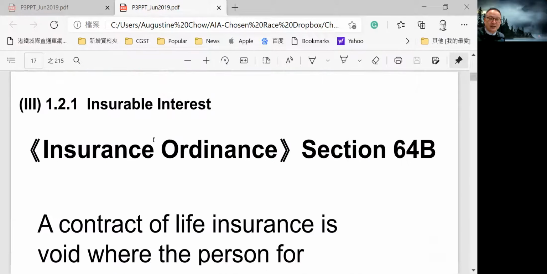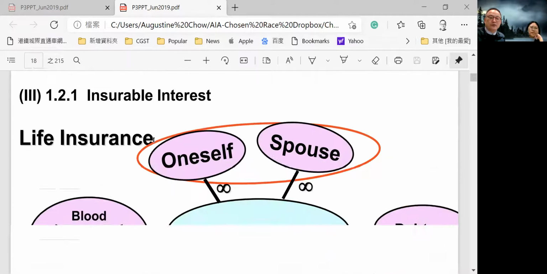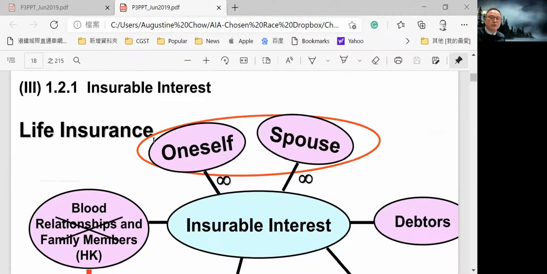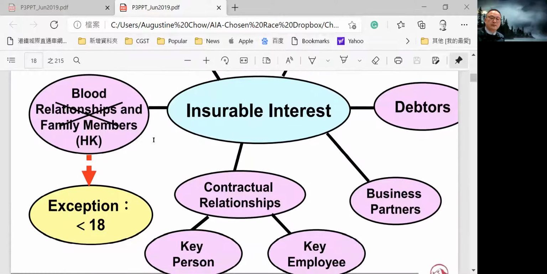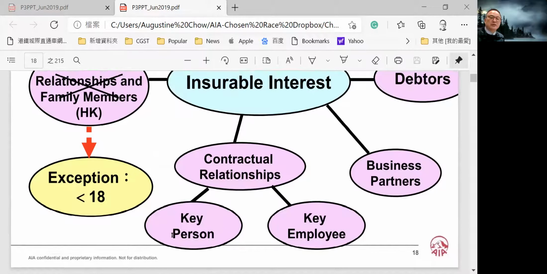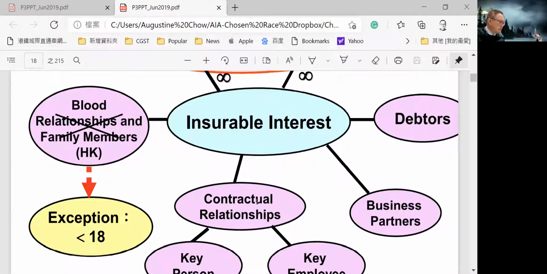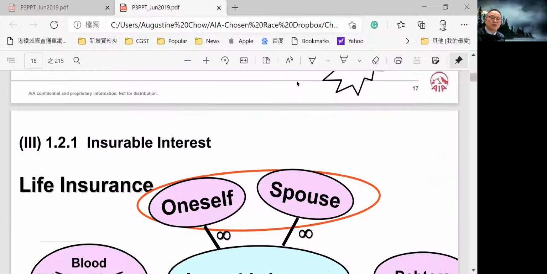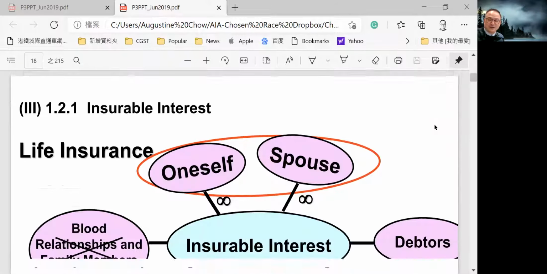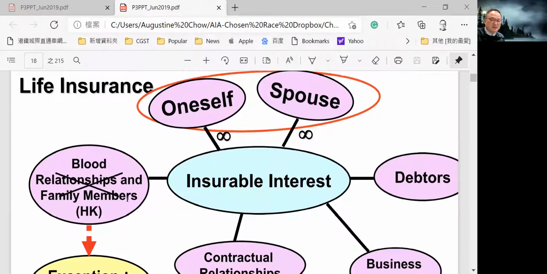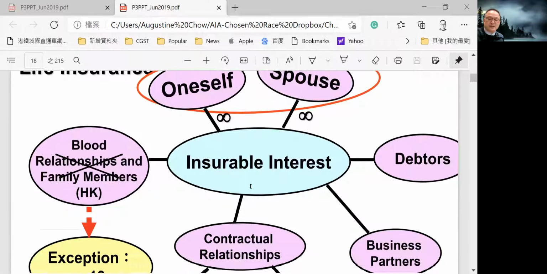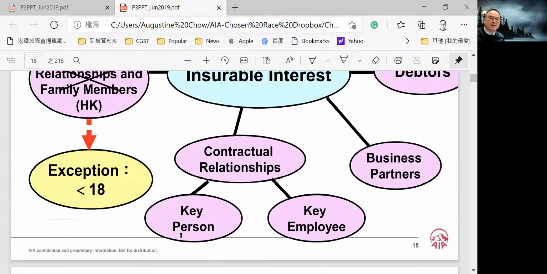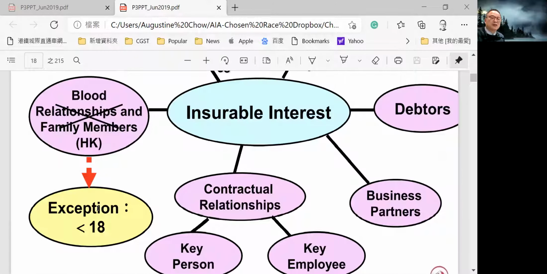Explain that already. Voidable. Oh, this is insurable interest. Yes. So key employees, key persons under a contractual relationship can have insurable interest. And oneself, spouse; not father, not mother, not father and mother-in-law, not uncle, not siblings, no insurable interest. Debtors, yes. The exception is minors under the age of 18.